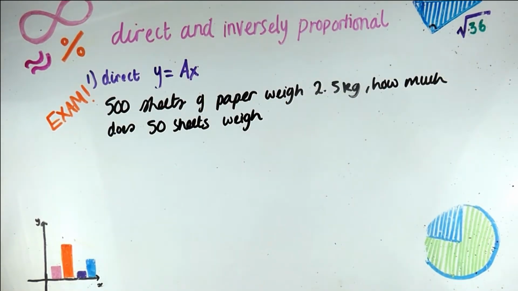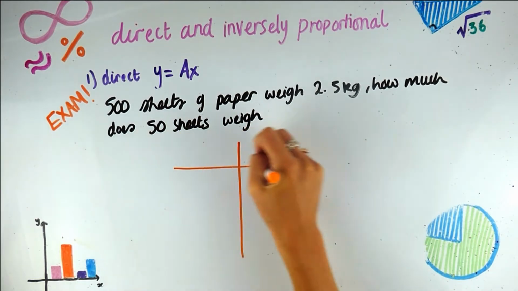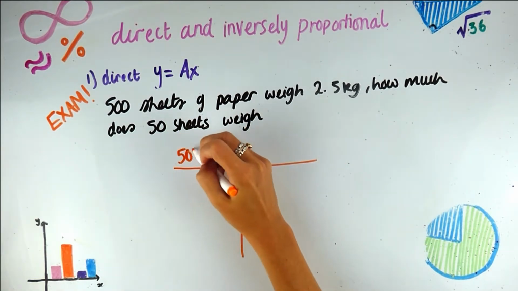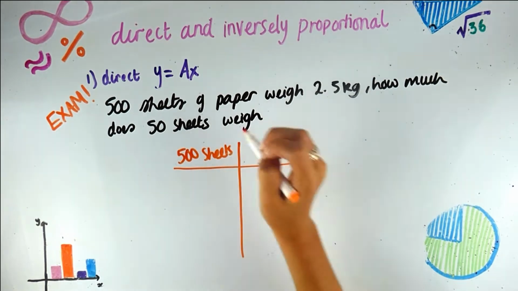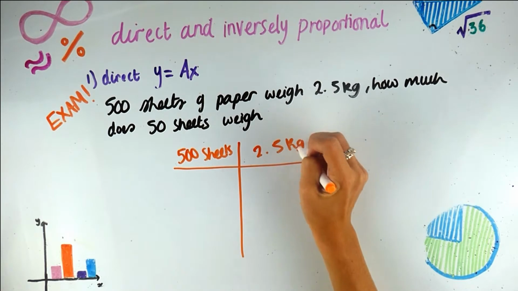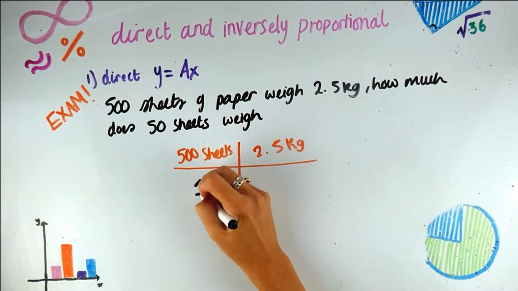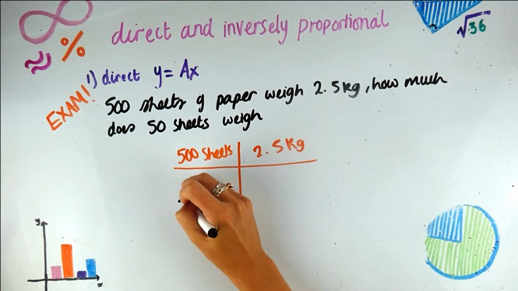Okay, so we have 500 sheets of paper weigh 2.5 kilograms. How much does 50 sheets weigh? So we do the column method. We've got 500 sheets over here, in our sheets column, and we have the weight 2.5 kg. So first of all, we want to know how much one sheet weighs. We always want to get this 1 here.